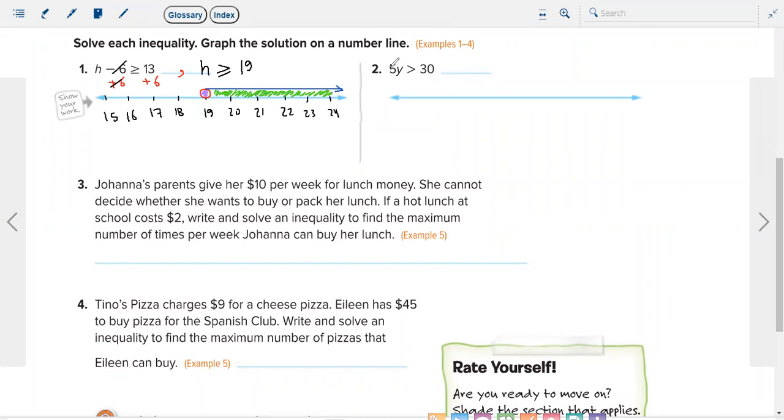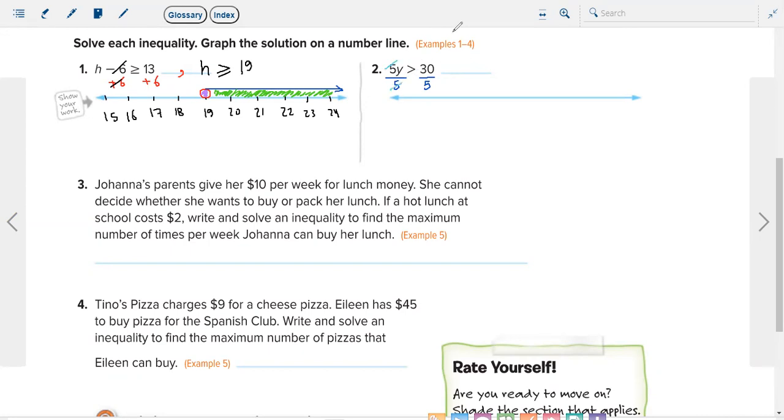5y greater than 30, problem number 2. 5y means 5 multiplied by y. So in this case, we are going to use division. So over 5, over 5. You can say over, you can say divide, it is up to you. Now this 5 got cancelled.